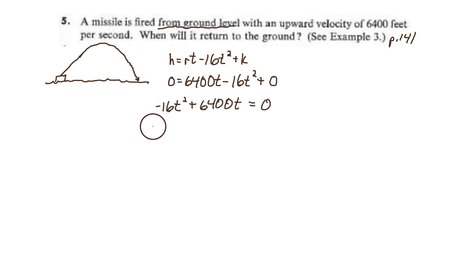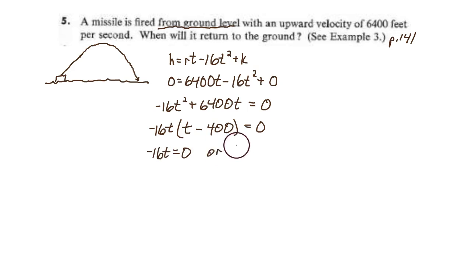Let's factor the left side. We can take out negative 16t as the greatest common factor. Negative 16t times t is the negative 16t squared, and negative 16t times negative 400 is the 6,400t. Take each factor and set it equal to 0. Now solve each. Dividing both sides by negative 16, we get t equals 0. Over here, adding 400, we get t equals 400.